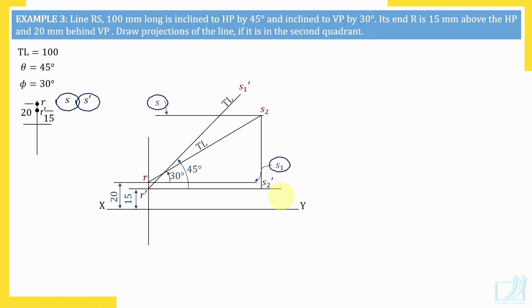So that rough label S2 dash I have removed. So R dash S2 dash is EL. Okay. Now through S1 dash horizontal line, which other point on this line? S dash. S dash and S1 dash always lie on a horizontal line.